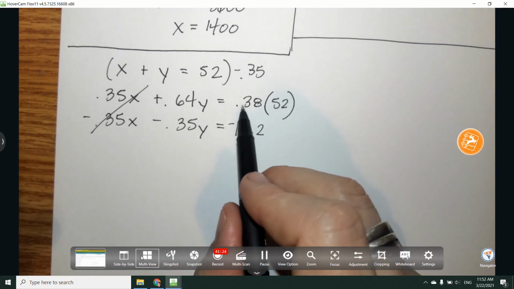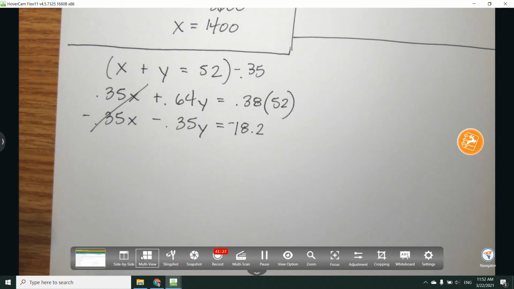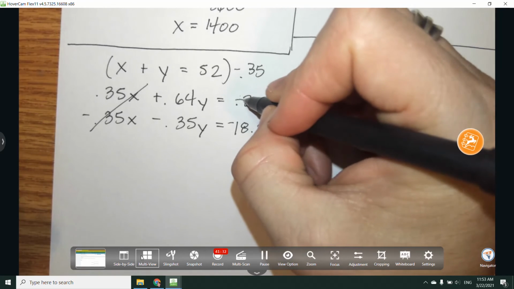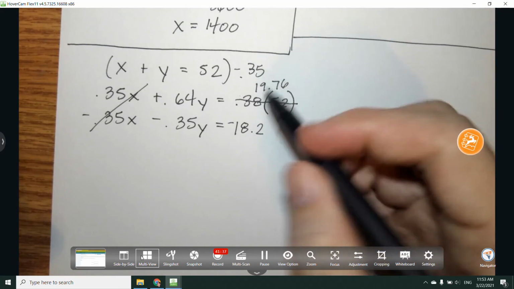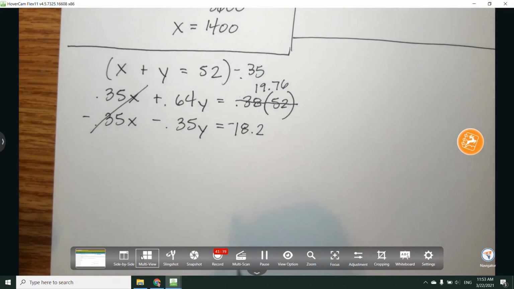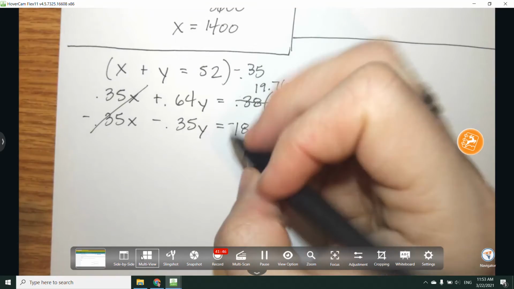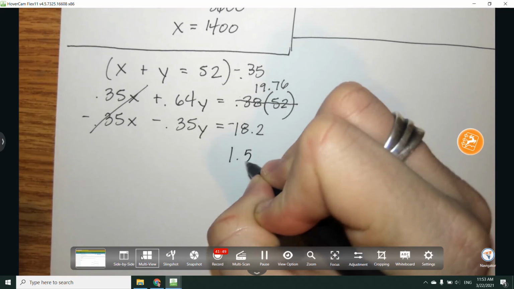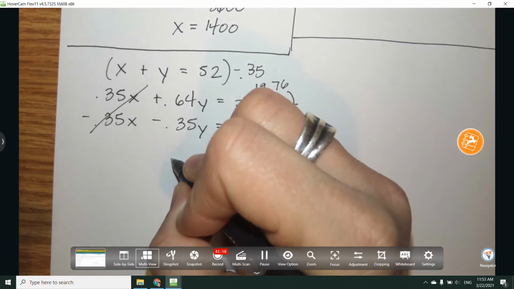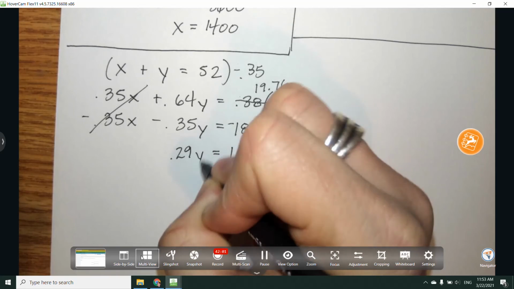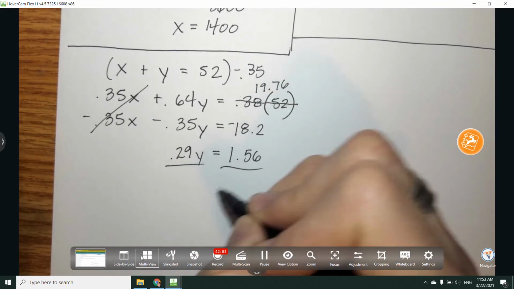Let's do this one. We'll just say what this one equals. We'll do 0.38 times 52. This actually equals 19.76. So now we can just do the subtraction here and the subtraction here. So this gives me 1.56. If I do 0.64 minus 0.35, that gives me 0.29y. So let's divide by 0.29.